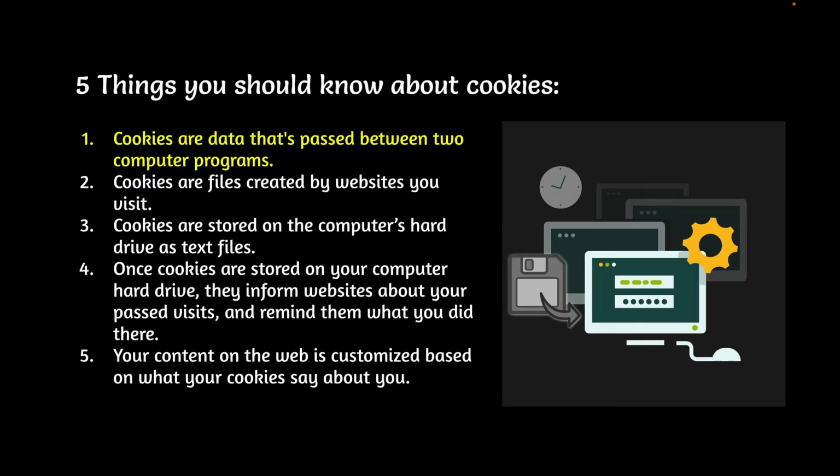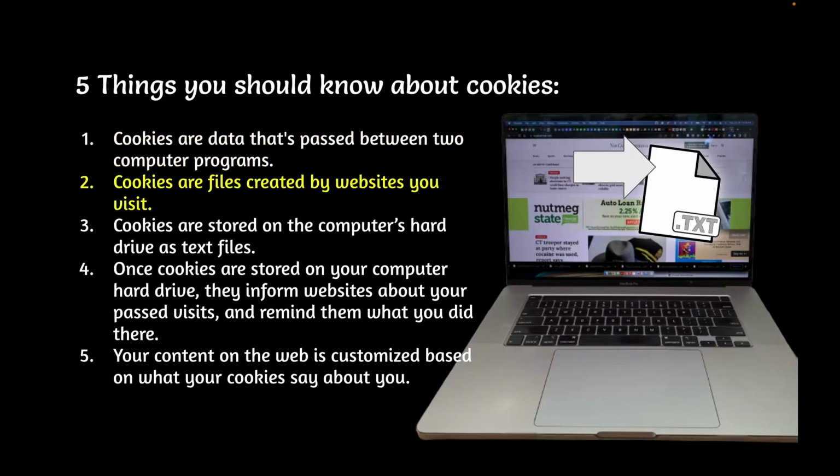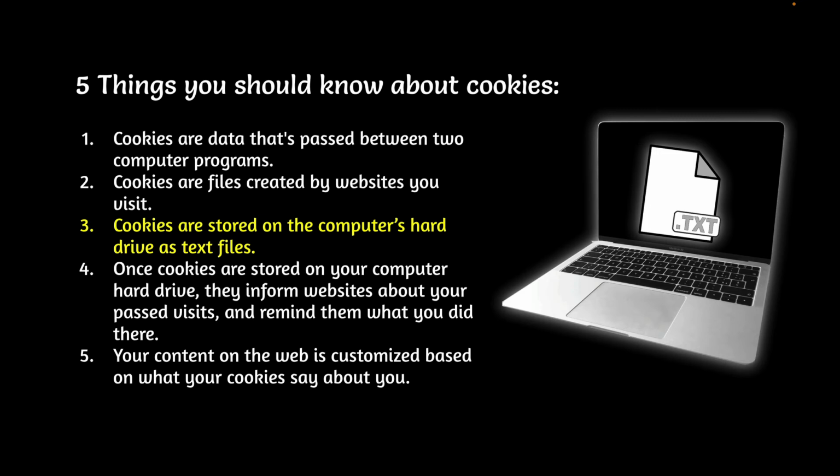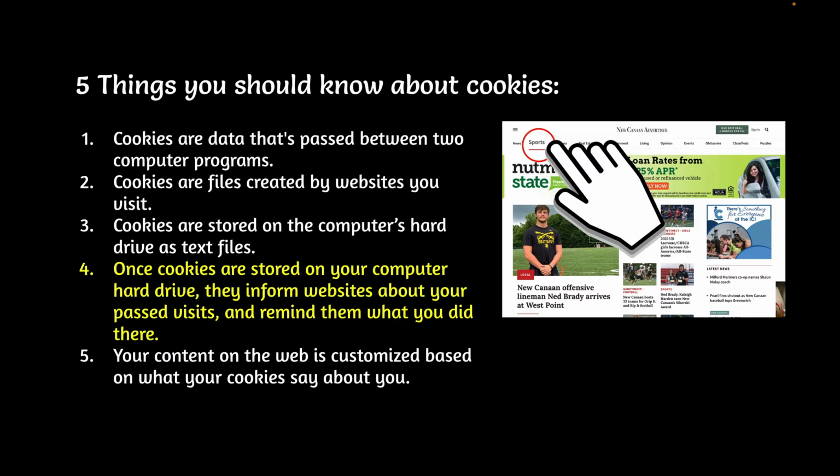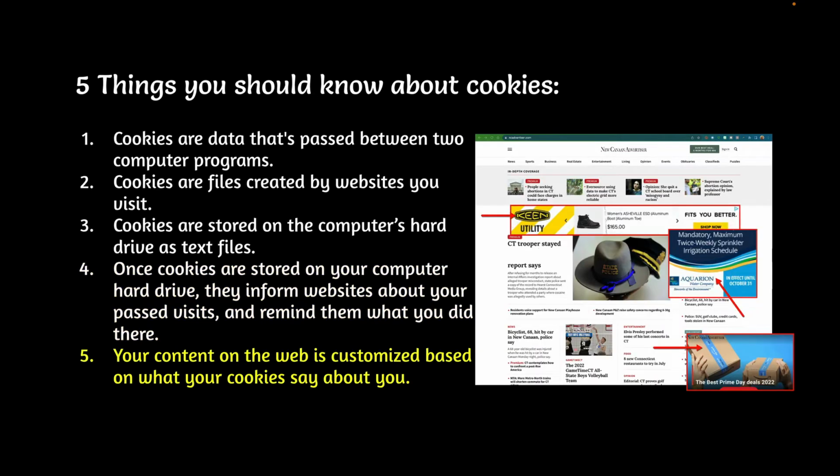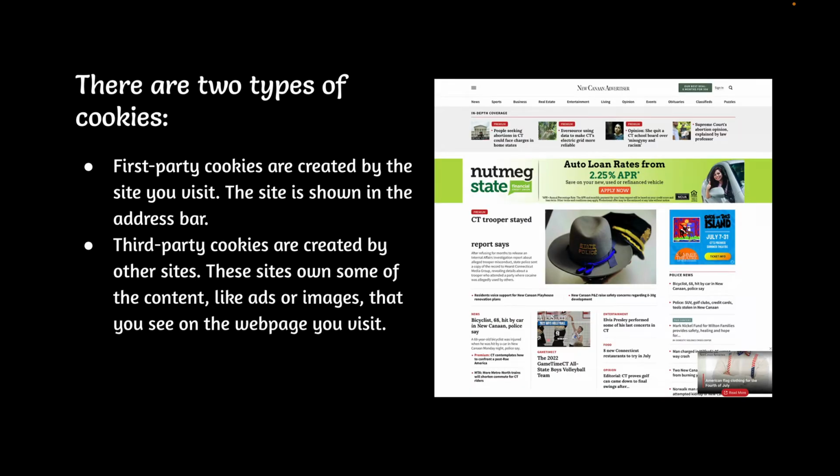There are 5 things you should probably know about cookies. One is that they're data that's passed between two computer programs. They're files created by the websites that you visit, and then they're stored on your computer's hard drive as files. Once they're stored on your computer, they inform the websites you visit about your past visits and remind them what you did there. Then your content on the web is customized based on what your cookies say about you.